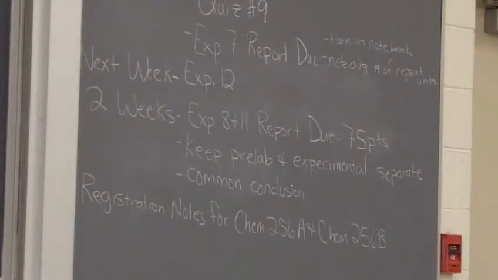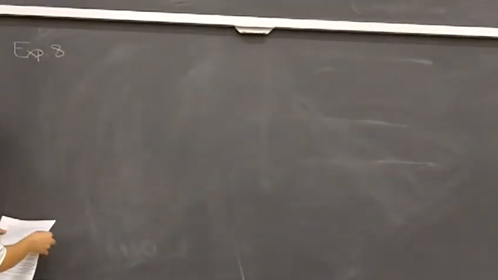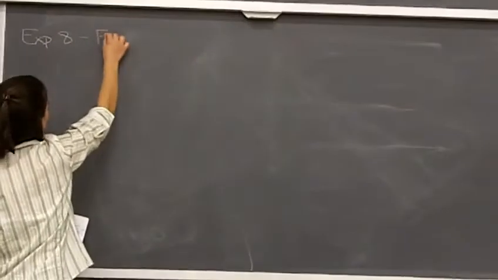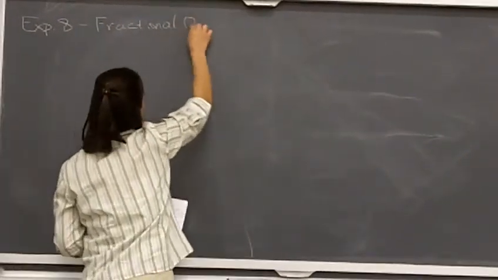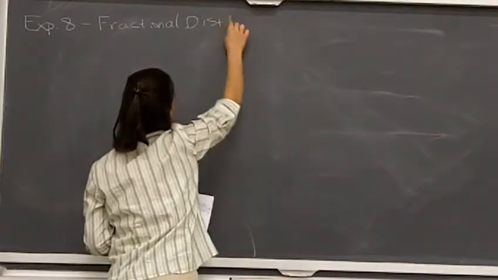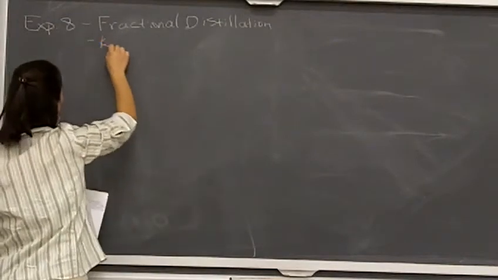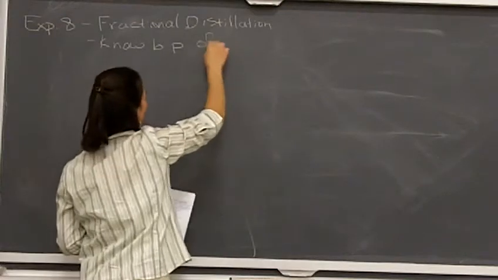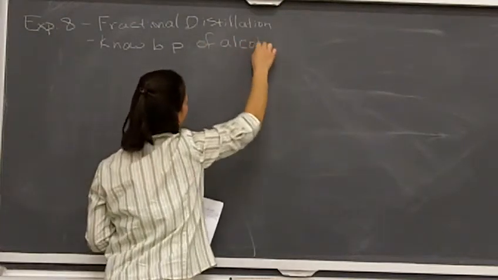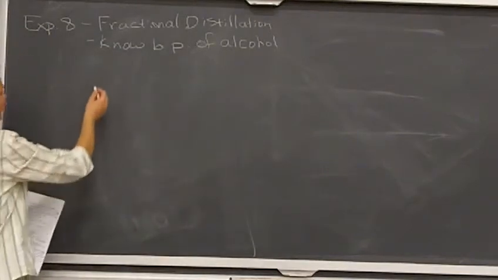So a couple of notes here from experiment 8 before we get into experiment 10 and 11, okay? So experiment 8, a lot of you will need to do the fractional distillation to purify your alcohol. And that can happen in lab before you start experiment 11. The one thing that's really key is know the boiling point of your alcohol, okay? And the atmospheric boiling point, not the under vacuum. So it should be greater than 100 degrees.